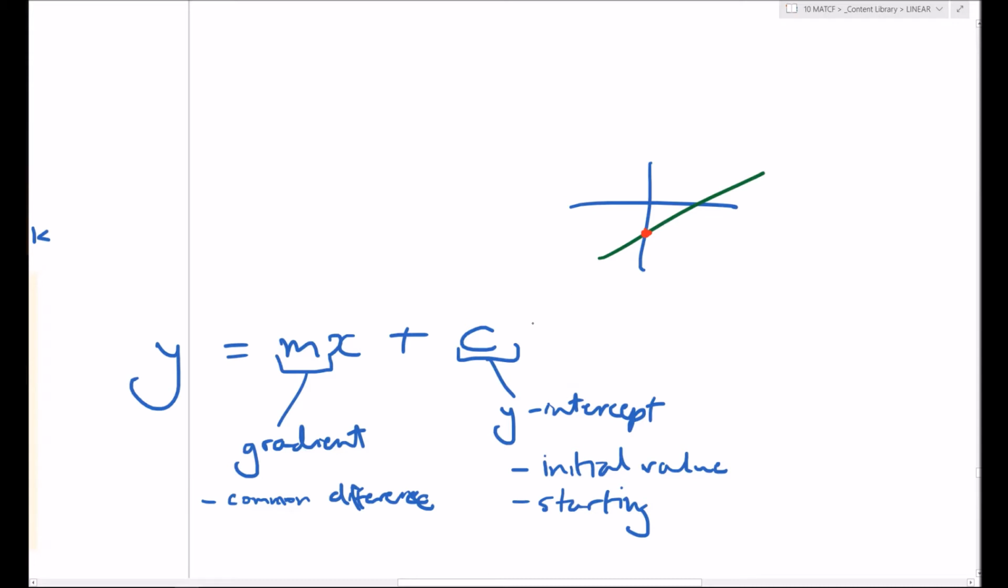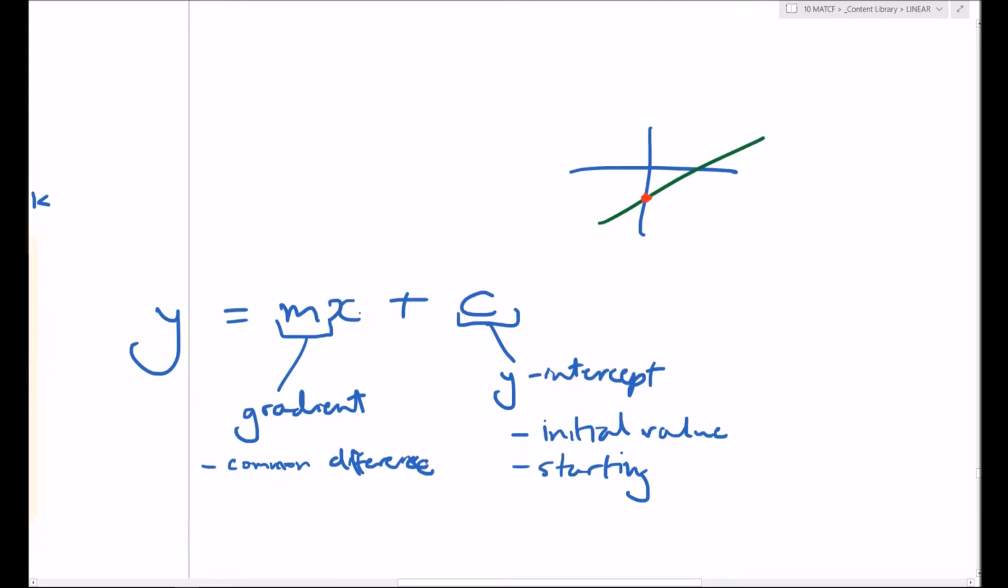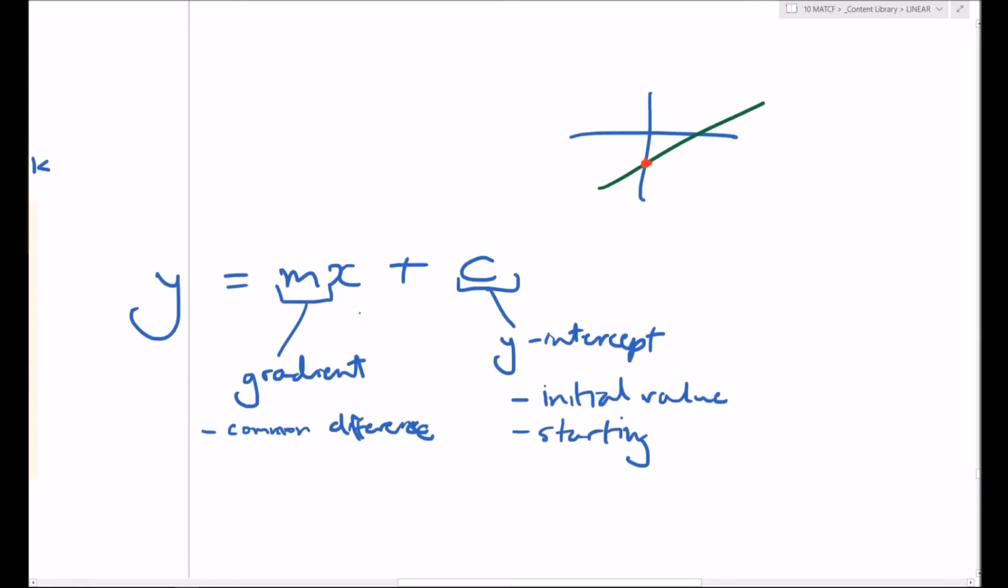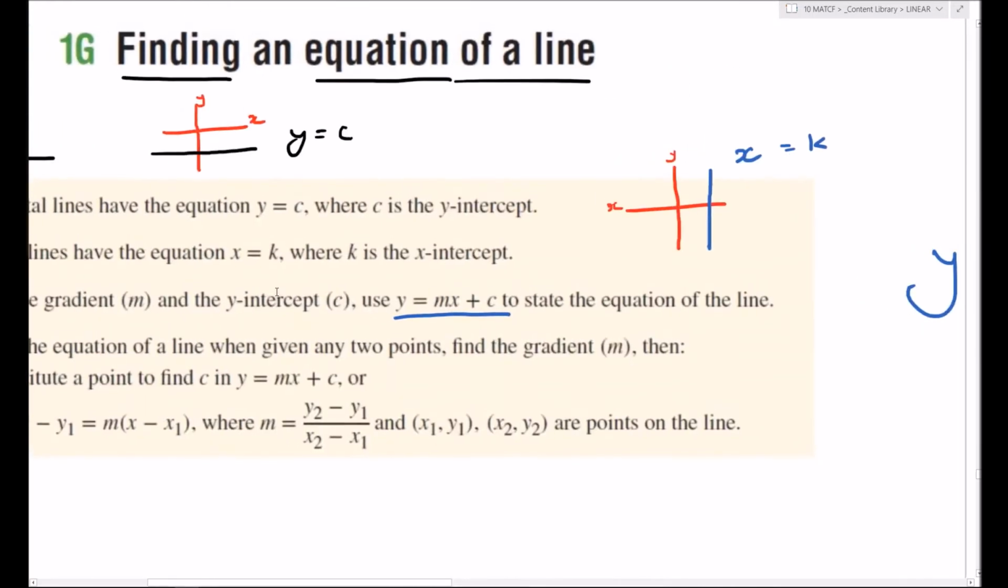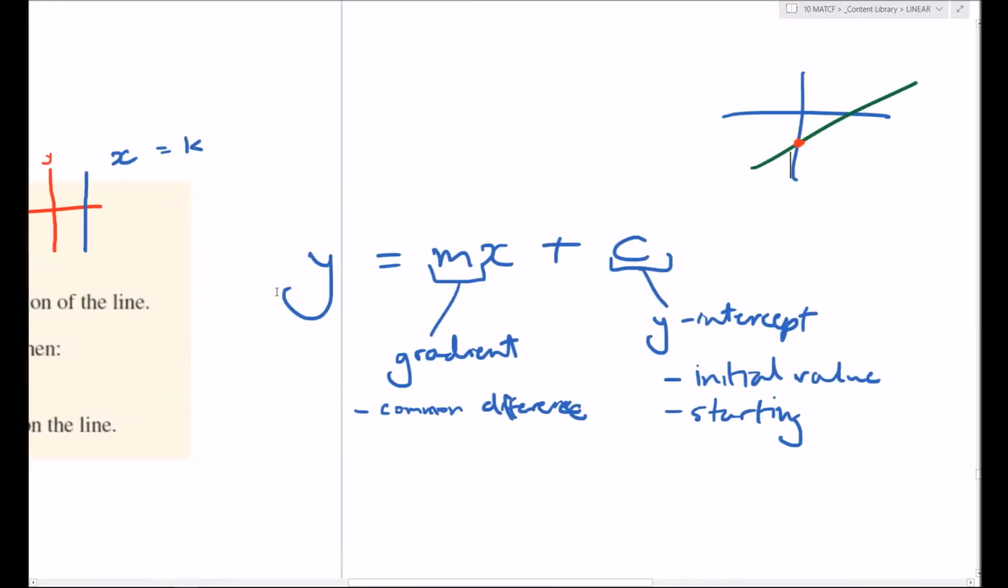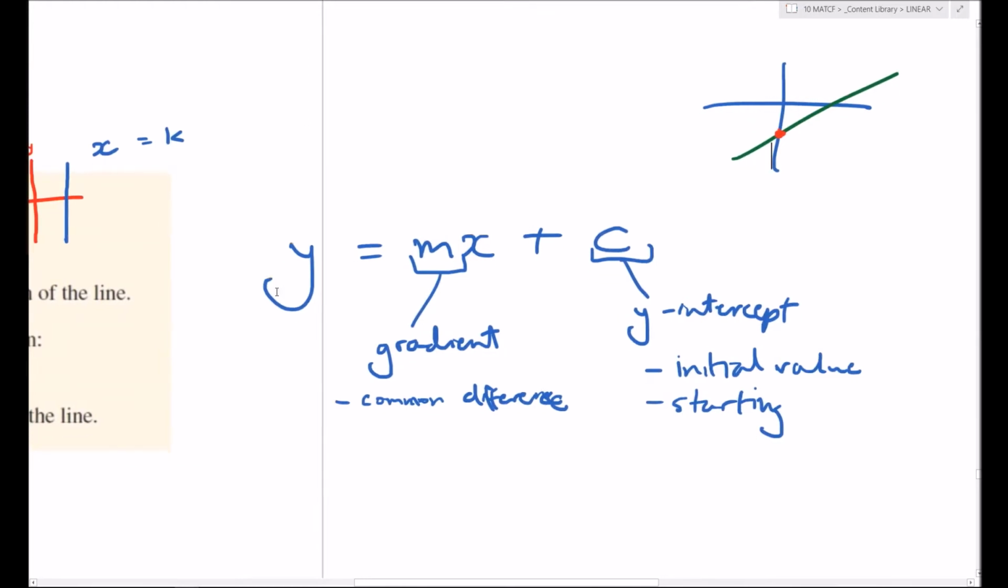But understand that the c in your formula represents the y-intercept, and the m represents the gradient. And those are the two numbers that you're basically going to change when it comes to finding an equation of a line. So you just need to change m and c in your equation. Okay.